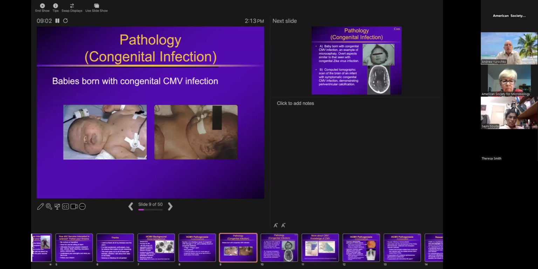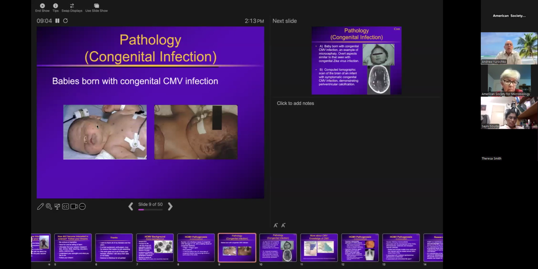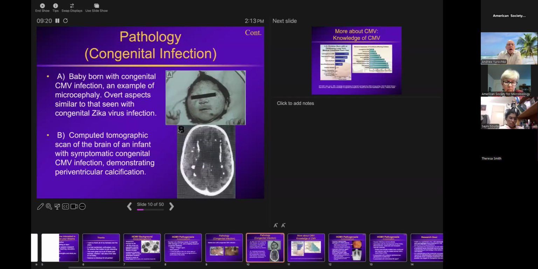These are some pictures of the little babies that are born. You can see this classic petechial rash. Some of the little babies are, relatively speaking, healthier. Others, sadly, are a lot less healthy. And there can be a whole range of very serious conditions associated with congenital infection.